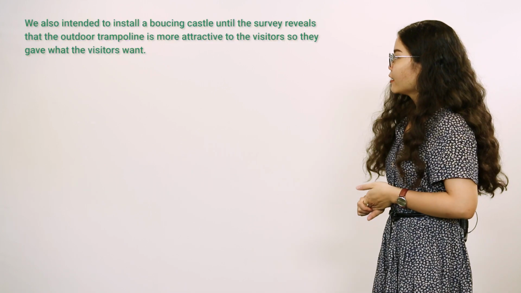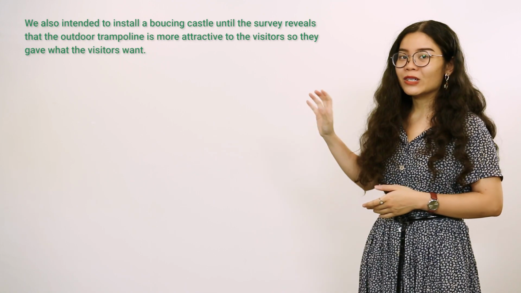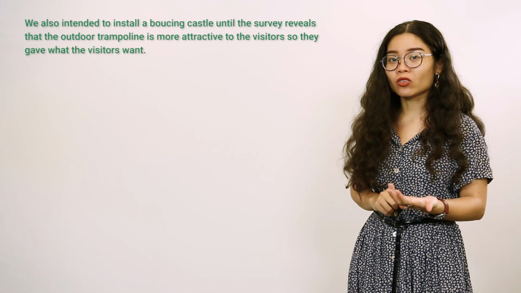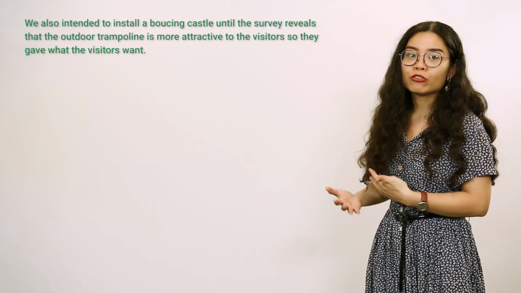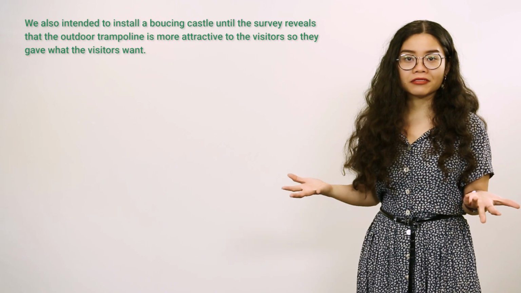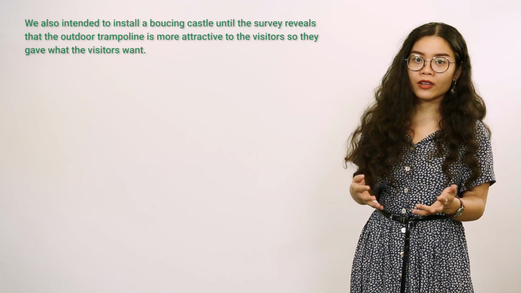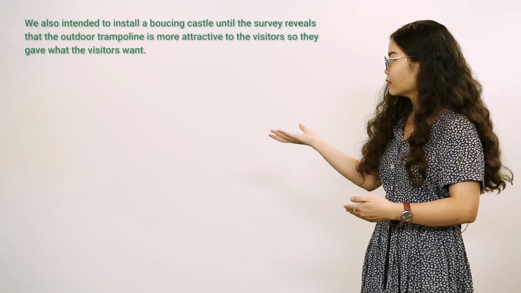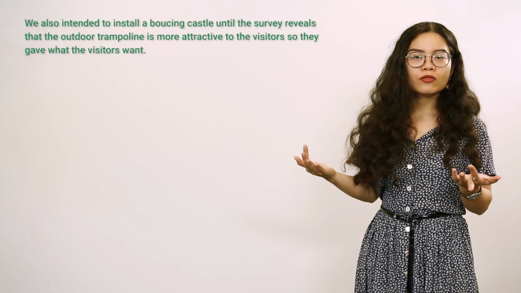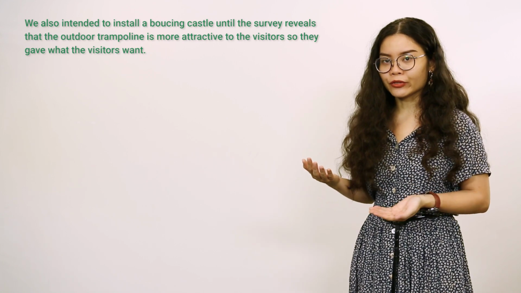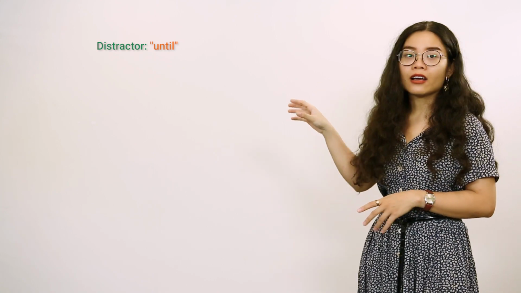This second sentence is a little bit tricky because they included a distractor. We also intended to install a bouncy castle until the survey revealed that the outdoor trampolines are more attractive to the visitor. So they gave what the visitor wants. If you listen only halfway, you might write down the word bouncy castle. But what about trampolines? The distractor lies at the word until.